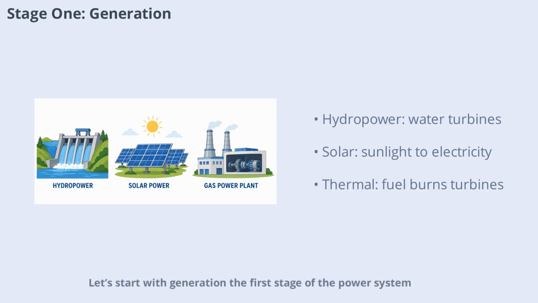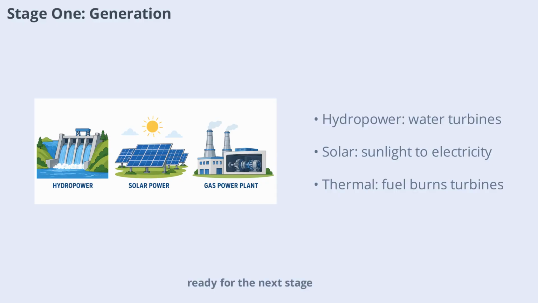Let's start with generation, the first stage of the power system. This is where electrical energy is created. There are three main ways to generate electricity: hydropower, solar power, and thermal power. Hydropower uses water flowing through turbines, solar power uses photovoltaic panels to convert sunlight, and thermal power burns fuel like gas or coal to spin turbines. Each method has its own advantages and challenges, but all produce alternating current, AC, at a specific voltage, ready for the next stage.